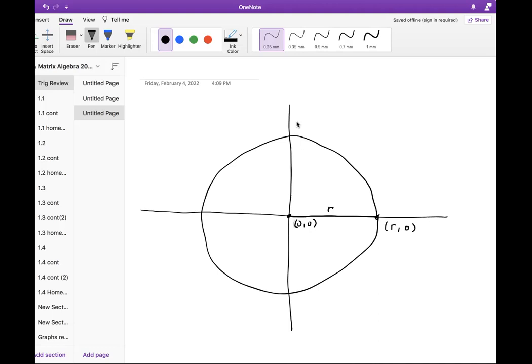This point would be 0 comma r. This point would be negative r comma 0. And this point would be 0 comma negative r. What we can do is, if we draw a straight line from the center to the edge of the circle, we know the length of this line is r. And if we draw a perpendicular, a vertical line, we can construct a right triangle.